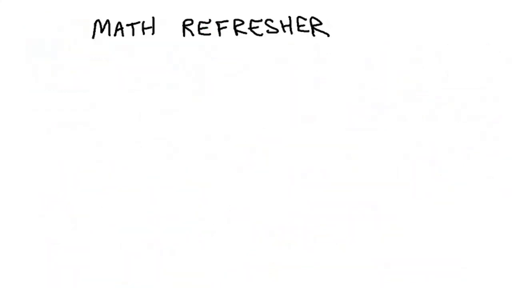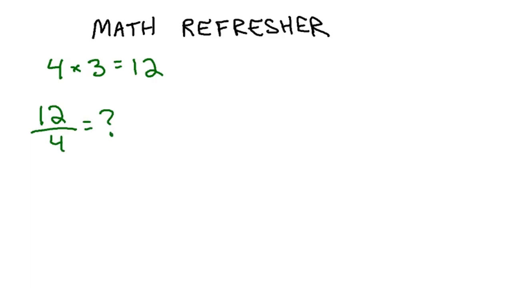So before we get into all these calculations, I just wanted to do a little math refresher so we don't go too fast with the math and confuse you. Let's take, for instance, the simple problem of 4 times 3 equals 12. Now, if we take 12 and divide it by 4, and we need to know what that question mark is, well, 12 divided by 4 equals 3, doesn't it?